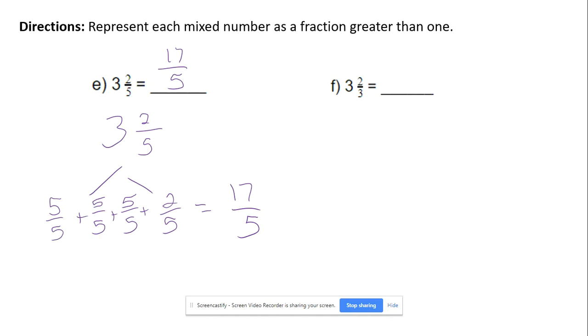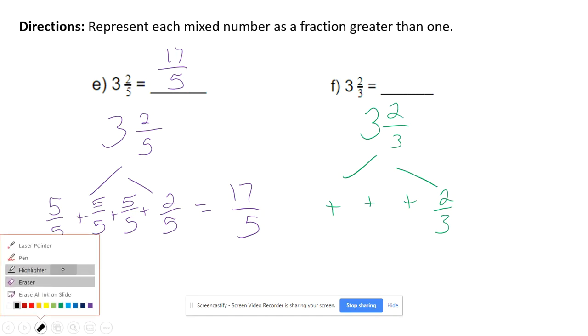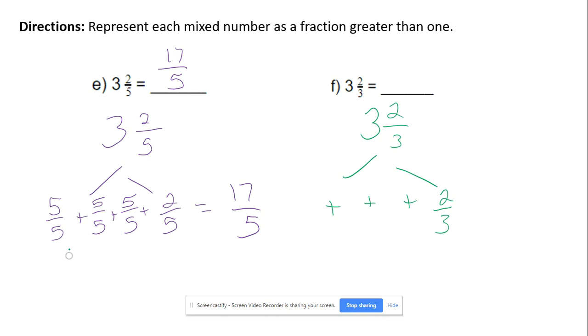All right, last one. 3 2/3 can be broken up to 1 plus 1 plus 1 plus 2/3. We can rewrite 1 as a fraction, which would be 3/3. 3/3 plus 3/3 plus 3/3 is 9/3, plus 2/3 is 11/3.